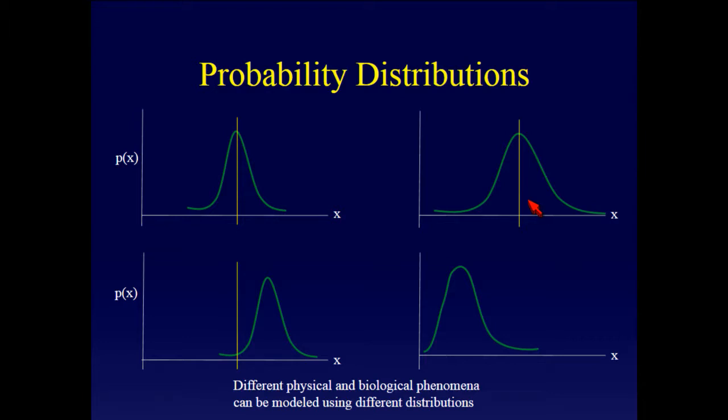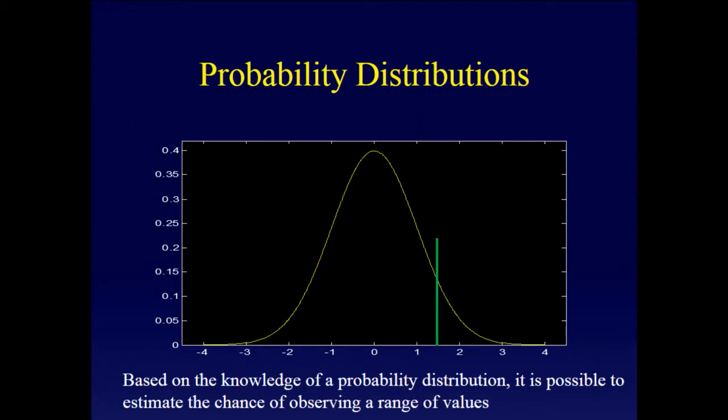And this is very important when making inferential statements, which we'll discuss later. There are many different shapes of probability distributions. The one you see here, I'm sure you're all familiar with. It's the normal or Gaussian distribution. And when one knows the shape of the distribution, you can calculate the probability of obtaining a certain result or range of results.